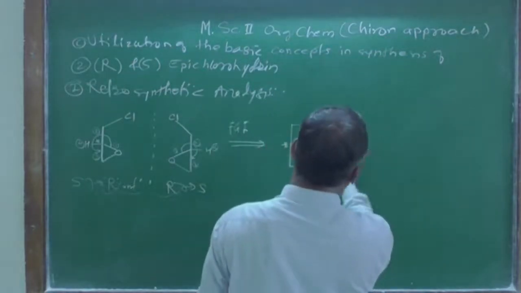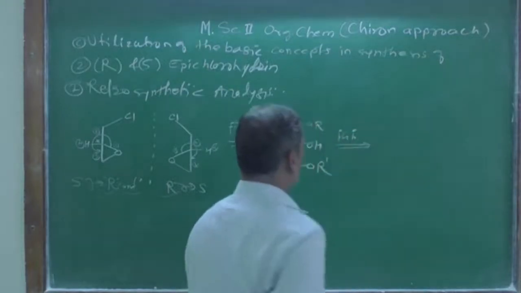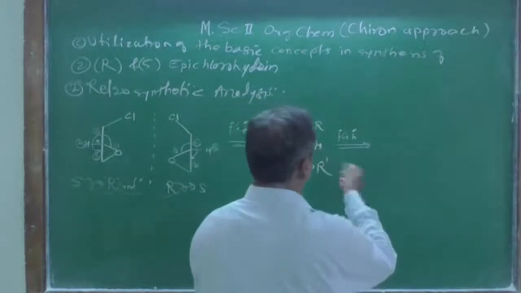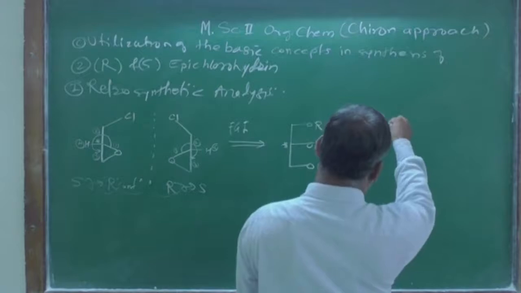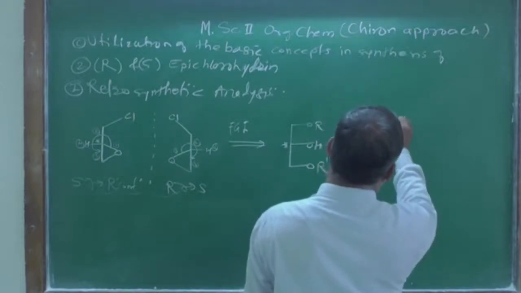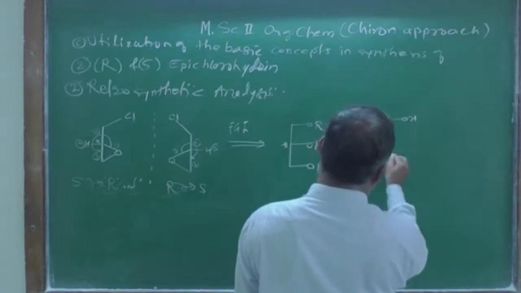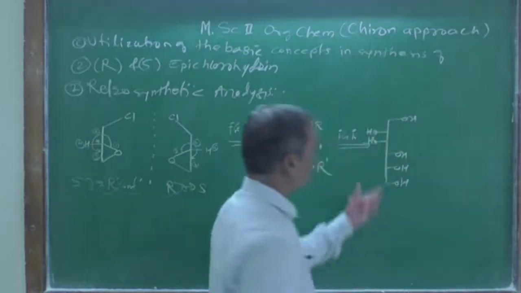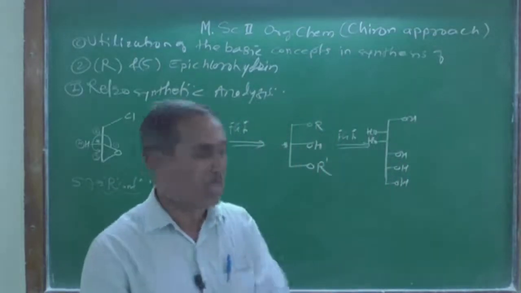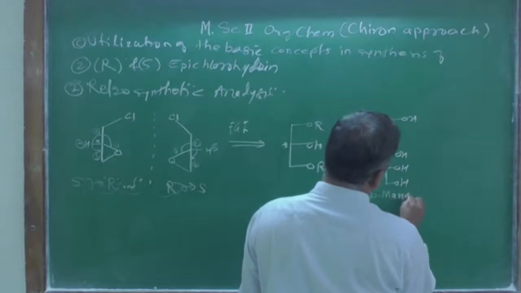And now here again showing a disconnection arrow, FGI, that is a functional group interconversion, and what do you get? And this will be obtained from this one, as we know that this one OH, these two OH, then OH, and this one is OH. As we know, this is D-mannitol, right? In the previous example also we have seen this is D-mannitol, right?